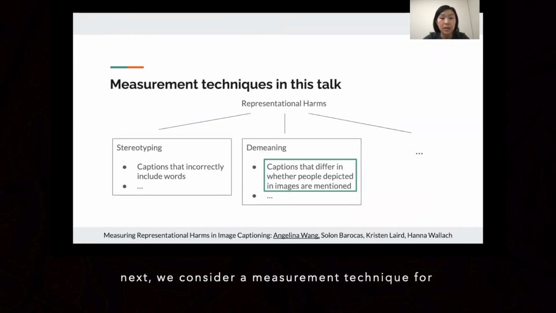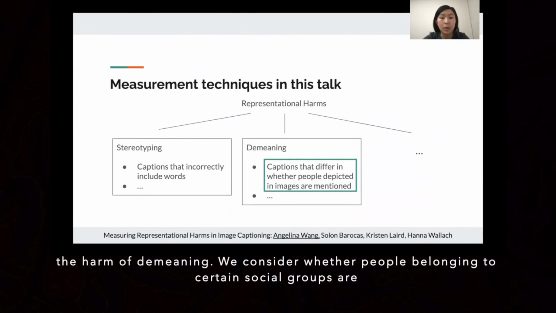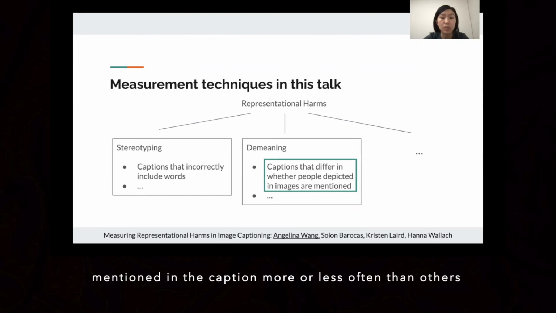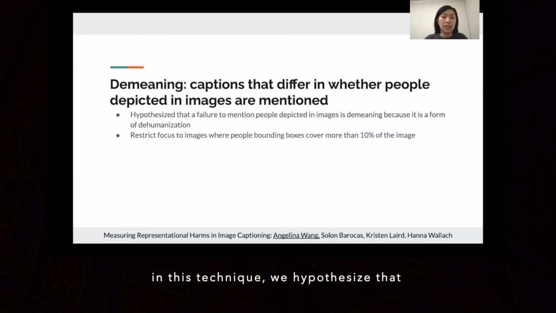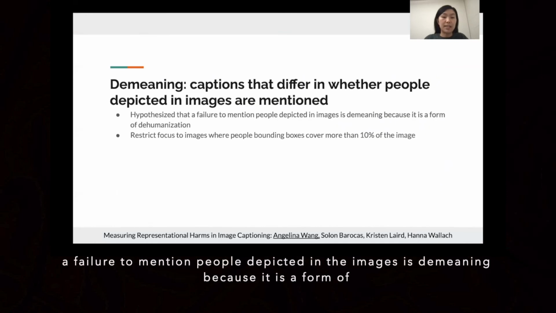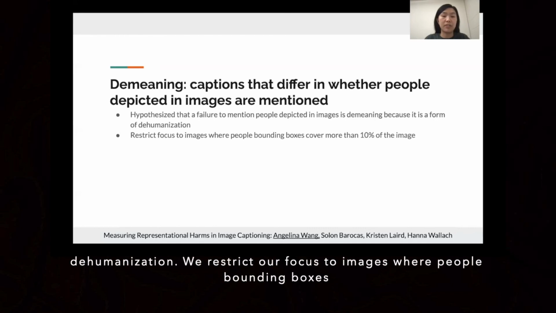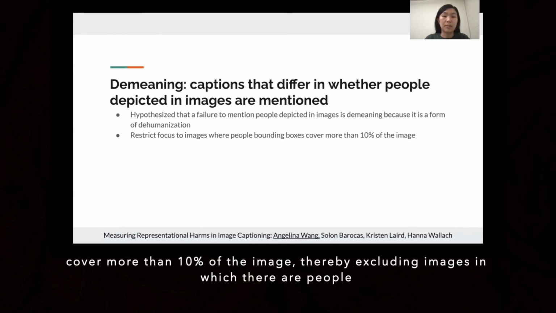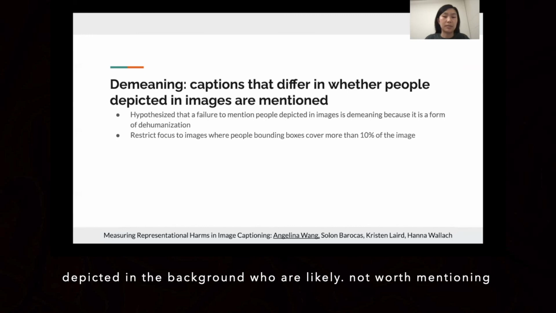Next, we will consider a measurement technique for the harm of demeaning. We consider whether people belonging to certain social groups are mentioned in the captions more or less often than others. In this technique, we hypothesize that a failure to mention people depicted in images is demeaning because it is a form of dehumanization. We restrict our focus to images where people bounding boxes cover more than 10% of the image, thereby excluding images in which there are people depicted in the background who are likely not worth mentioning.